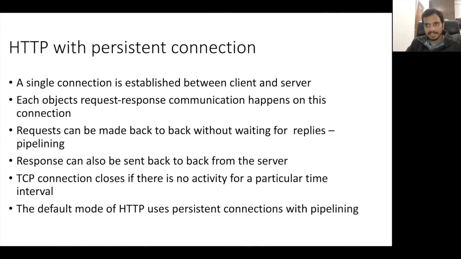Once it receives that base HTML file, that file will have links to 10 images. Now the browser will not first send the request for one image and keep waiting for the response from the server for that image. No, it will not do that. It will directly fire the requests for all the 10 images, maybe back to back. It will do it in a pipelining way. That's what it's called, pipelining. It will not wait.